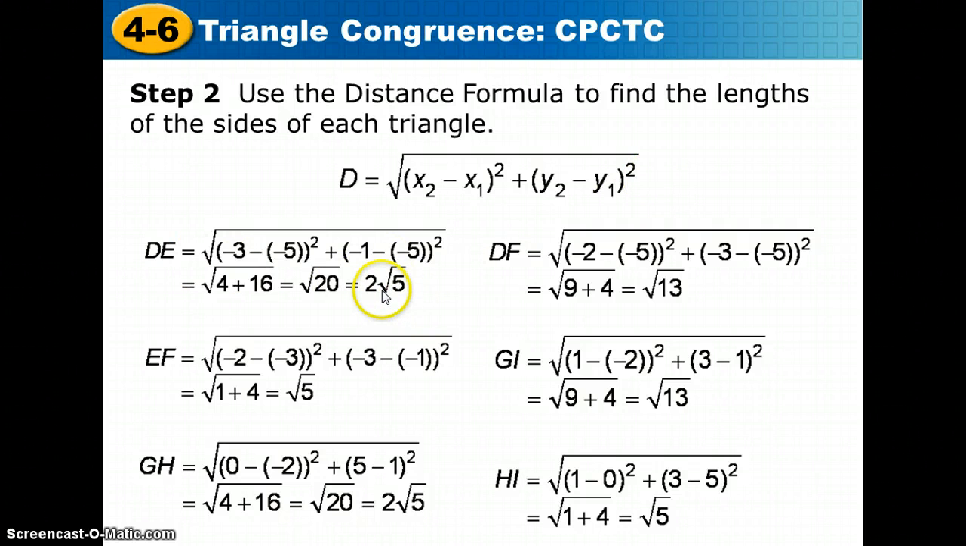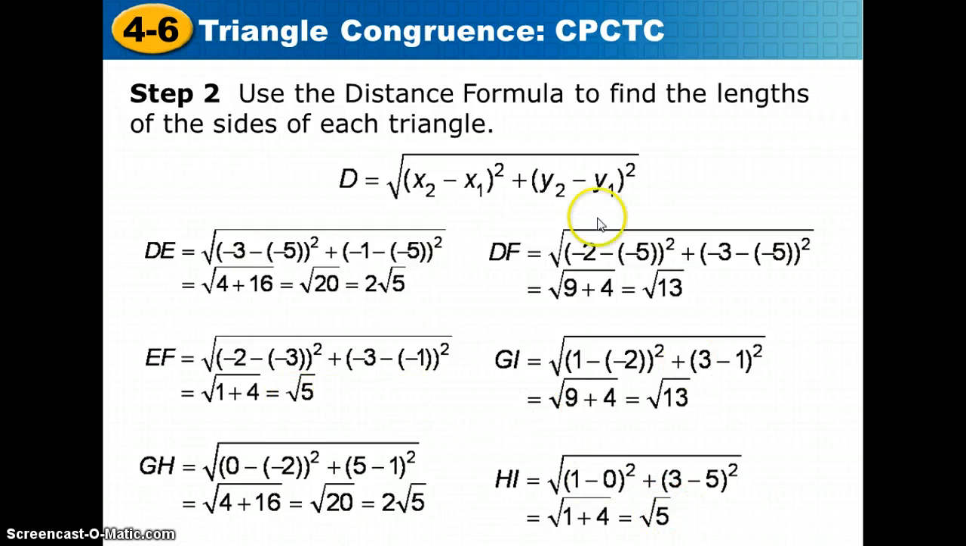DE is 2 root 5 when we simplify that radical. DF is root 13 when we simplify that radical. EF is root 5. GI is root 13, so that'd be the same as DF. GH is 2 root 5, so that's the same as DE. And HI is root 5, which is the same as EF.